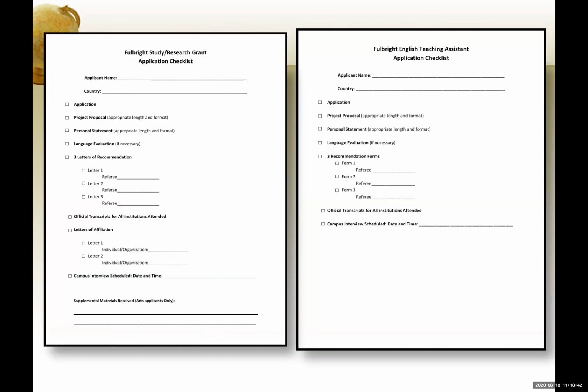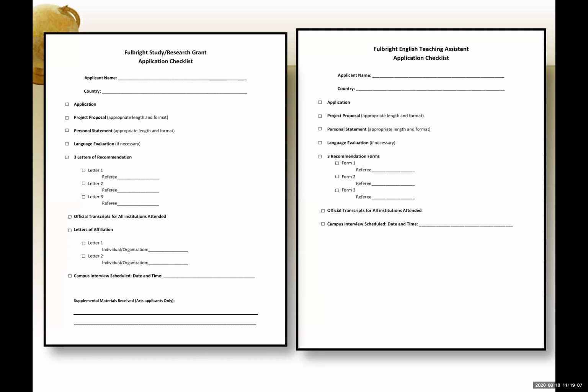Your reviewers, by the way, this is the checklist. So this is basically what I'm going to go through every time I pull up an application. We're creating digital versions of this right now, but it'll essentially be the same information. So what's the applicant's name? What country are they applying to? Did they submit their application? Yes, check. Did they have a project proposal, which is the statement of grant purpose? Yes, check. Personal statement, check.